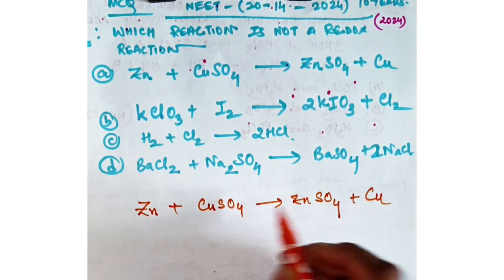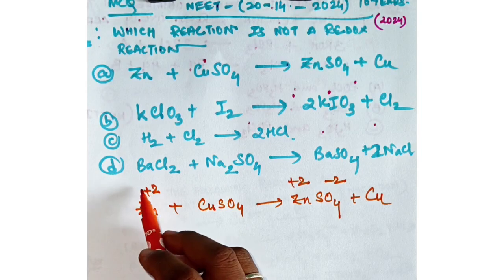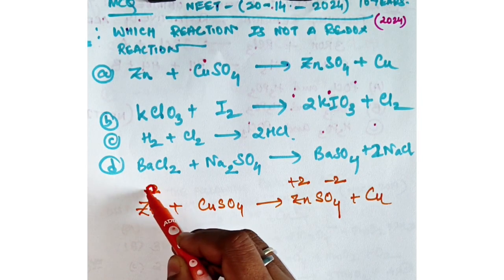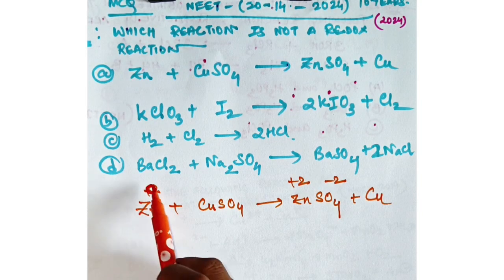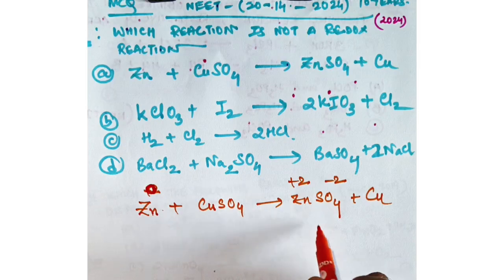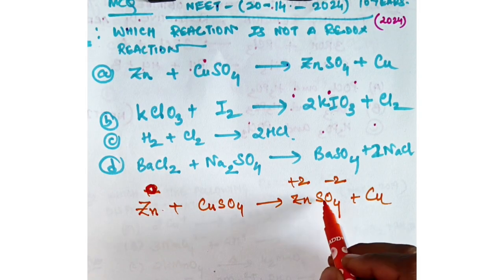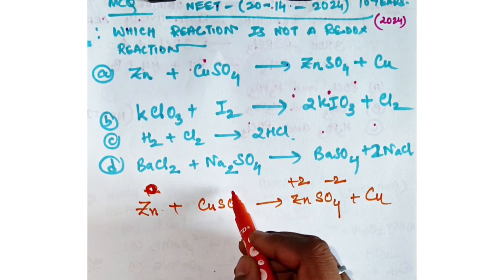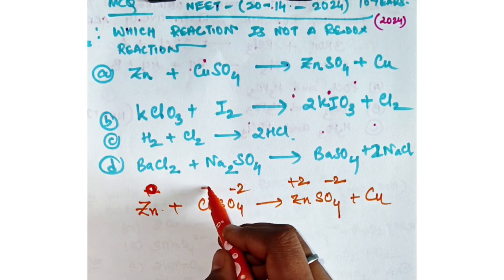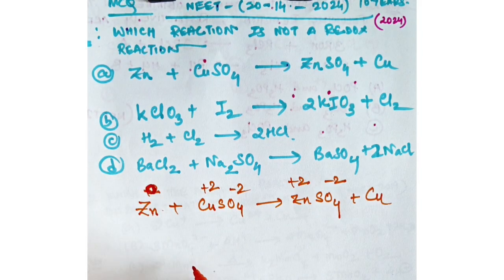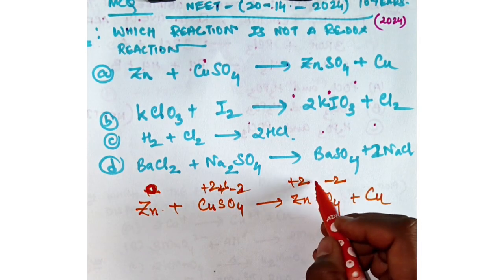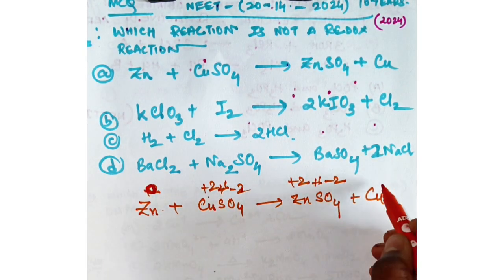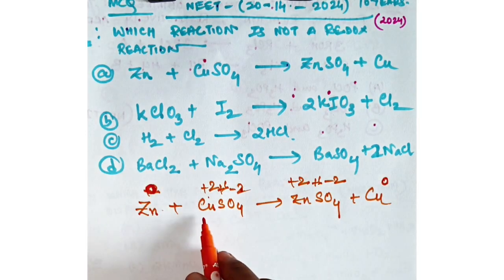Now see here, zinc. We know zinc is always +2 in compounds, but here it is not associated with any other atom, so the charge on the zinc atom will be 0. It means elemental zinc has oxidation state 0, and here it becomes +2. Sulfate is -2, since 4 times 2 is 8 for oxygen, and again +2 for copper. If it is +2, then sulfur is +6 here and again +6 here, but copper goes from +2 to 0.